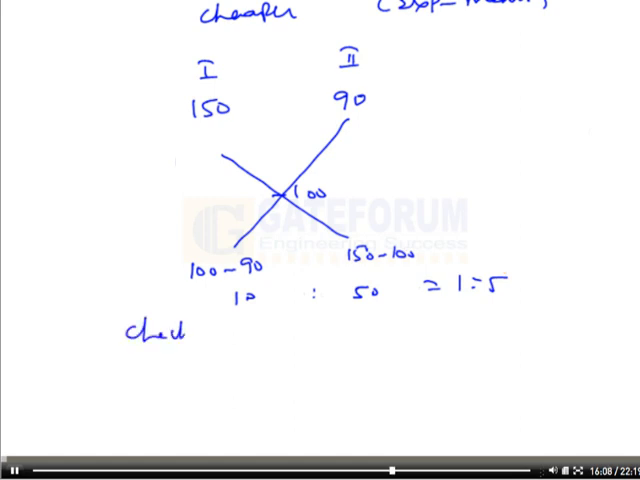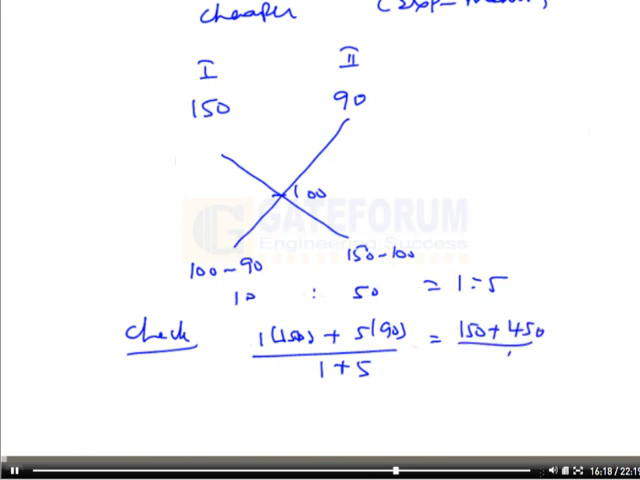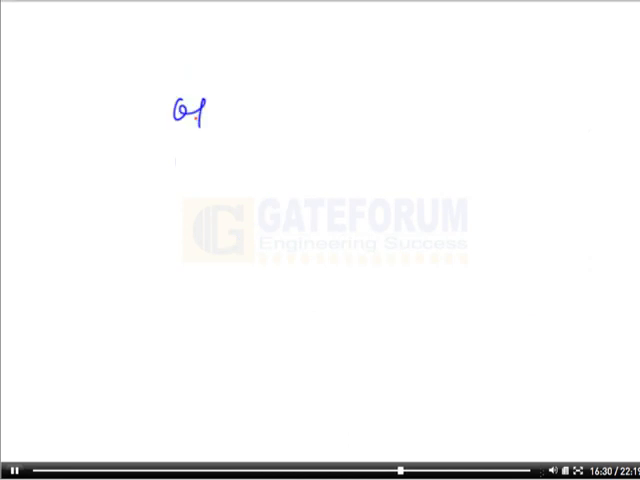Let us check it. 1 kg of 150 mixed with 5 kg of 90. So the total value is 150 plus 450 by 6. So we get the mean price as 100, which is what we wanted. The last sum can be done in this way.